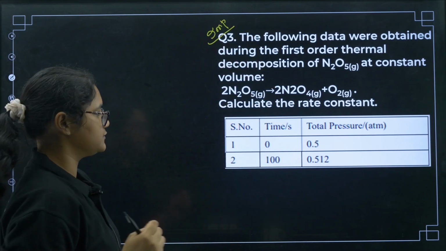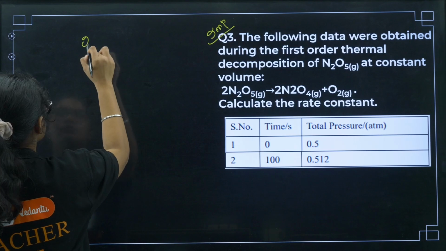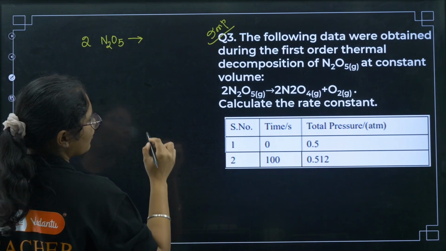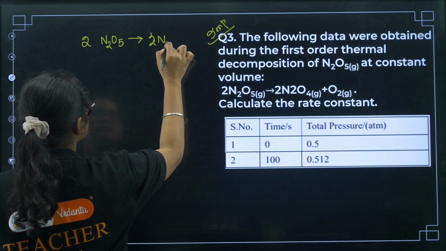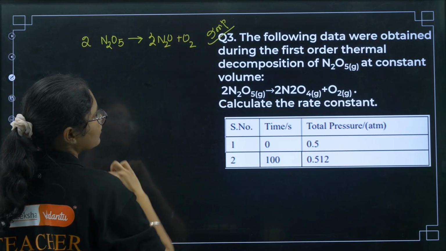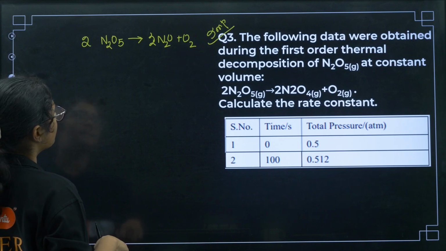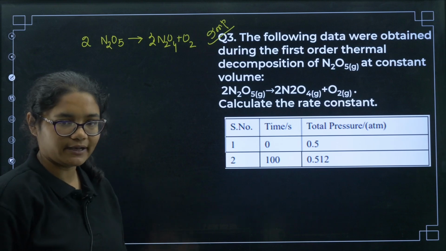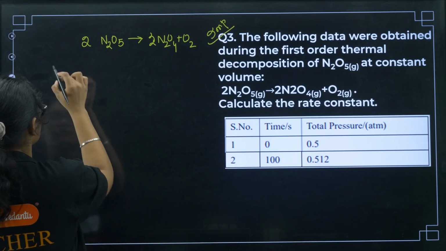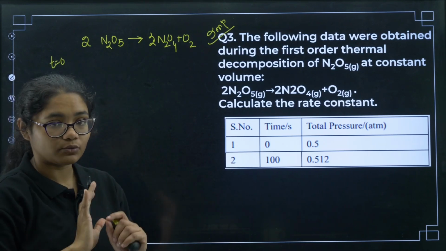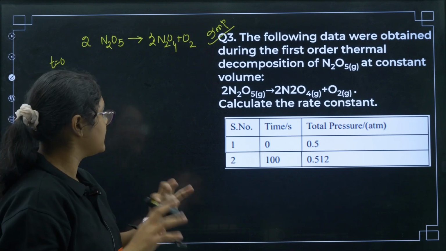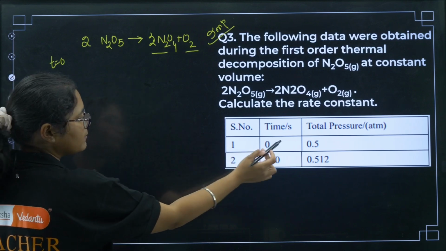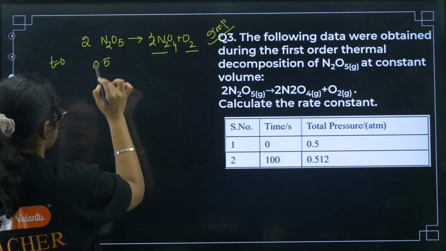In the gaseous phase, we have this reaction 2N2O5 gives 2N2O4 plus O2. Is the reaction balanced? Yes, fine. Now you see at time equal to 0, no reaction has started. At that time these two components will be completely 0, so the total pressure will be the pressure of N2O5, that is 0.5.